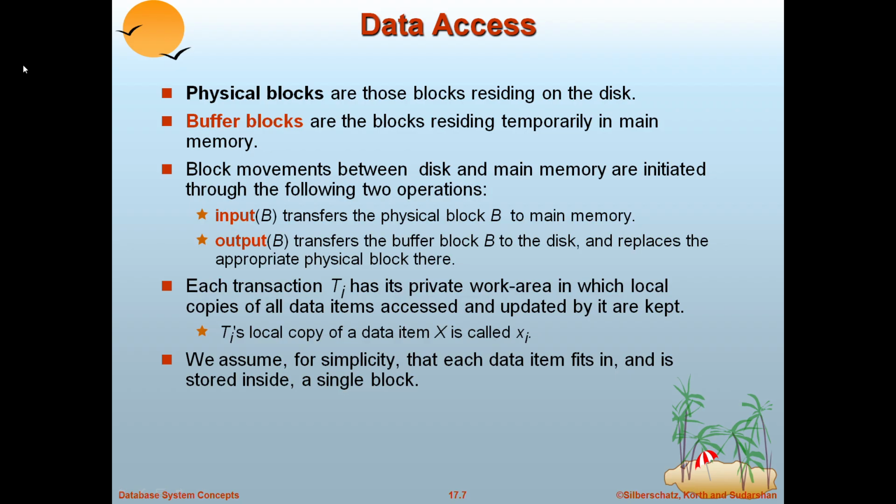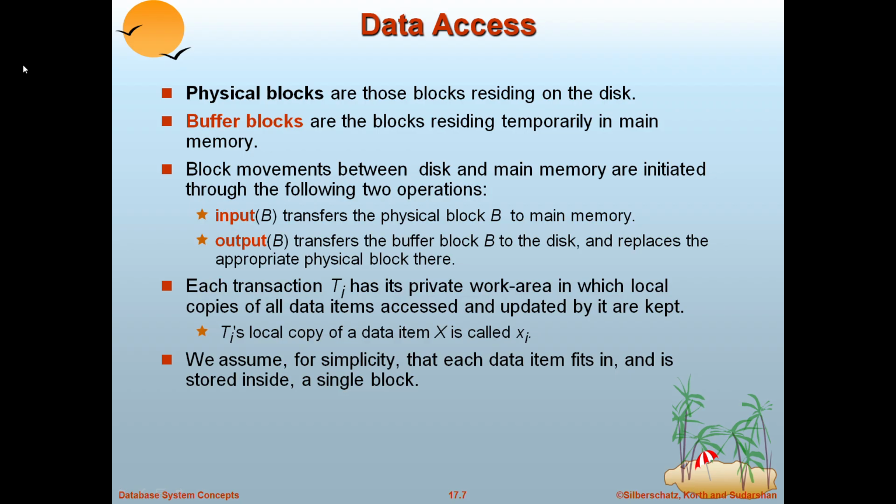The block movements between disk and main memory are initiated through the following two operations. First one is an input operation and second one is an output operation. Input operation transfers a physical block B to main memory. Normally physical blocks are residing in secondary memory, that is a disk. So input means we are transferring the physical block into main memory. Output means transferring the buffer block B to the disk and replacing the appropriate physical block there.